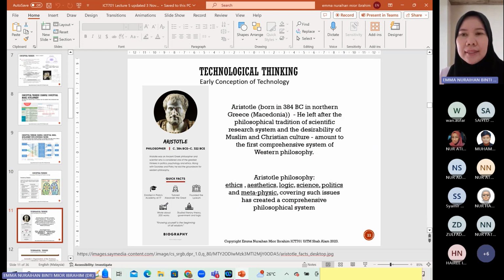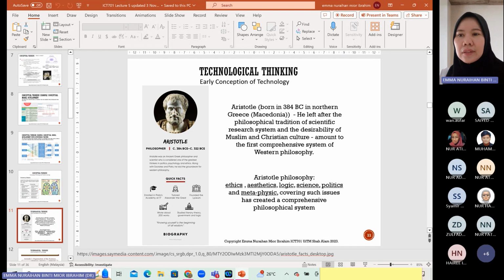I've given you the sample, so hopefully some of you might extend to PhD, okay, in the near future. All right, so what is technological thinking? Now, after you have done the conceptual thinking, you dah ada framework and everything, now you're talking about technological thinking. So technological thinking has been in the community, in the society, ever since Aristotle, yes, ever since Aristotle. So you know that Aristotle ni philosopher zaman Greek dulu, okay?